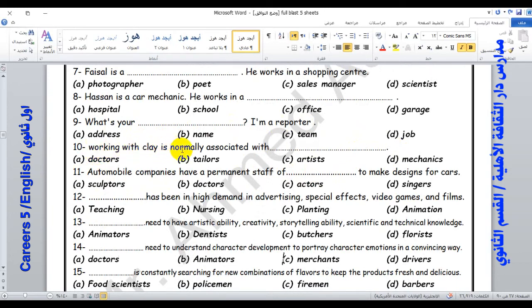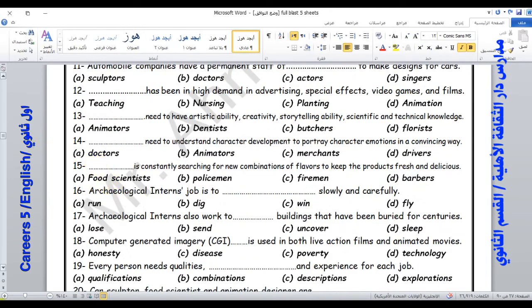10. Working with clay is normally associated with artists. شيء يخص صانع الفخار من المهن اليدوية. 11. Automobile companies have a permanent staff of sculptors to make designs for cars. Sculptors معناها مصممين سيارات. 12. Animation has been in high demand in advertising, special effects, video games and films. Animation اللي هو رسوم متحركة.